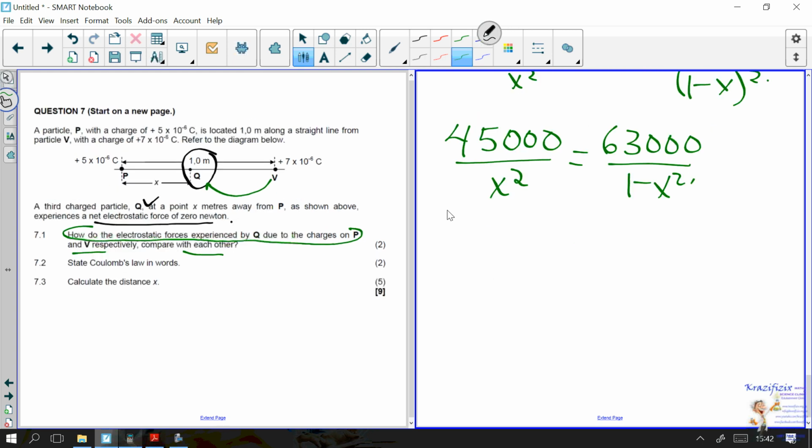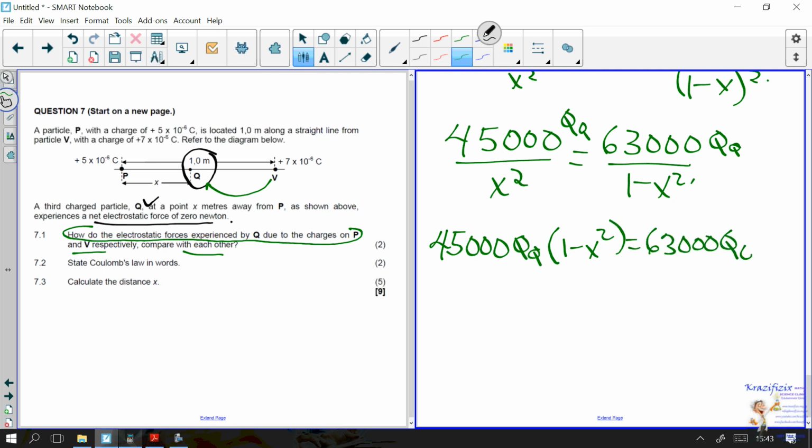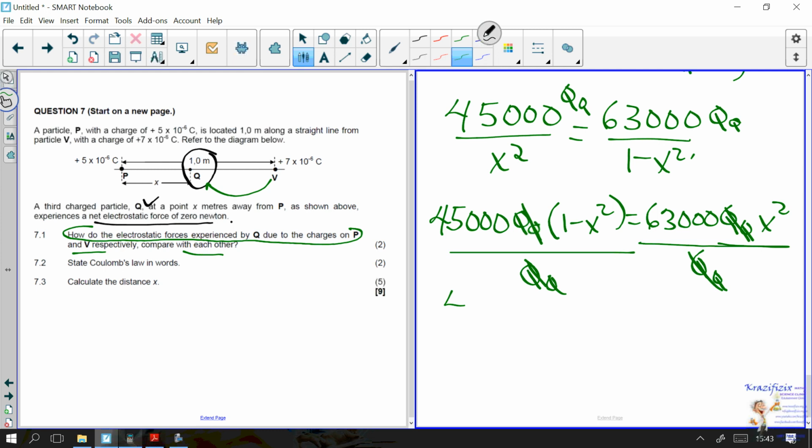Okay. Oh, by the way, there's Qq here. We do not know the charge on Q. Okay, if we cross multiply, what are we going to have? 45,000 Qq times 1 minus x squared equals 63,000 Qq x squared. Divide both sides by Qq. Now, do you see what I did earlier on? Okay, so I have 45,000, all right, 1 minus x squared equals 63,000 x squared.